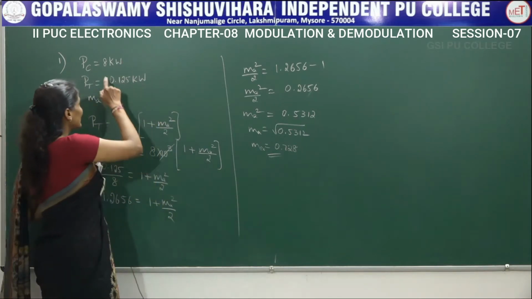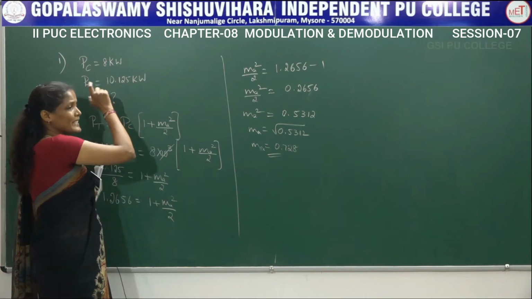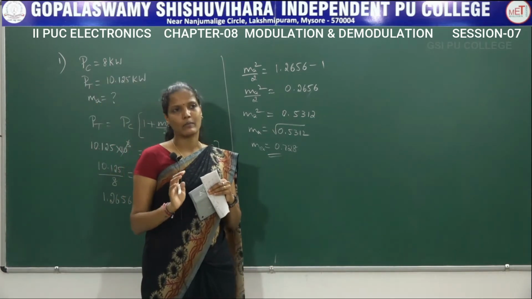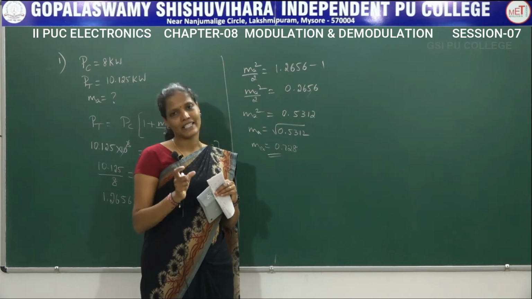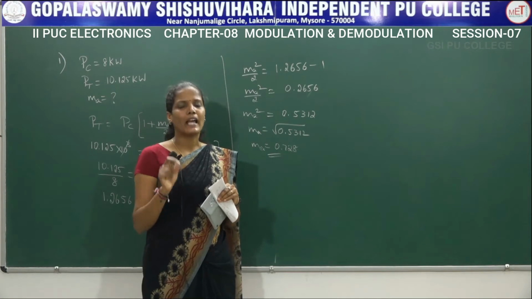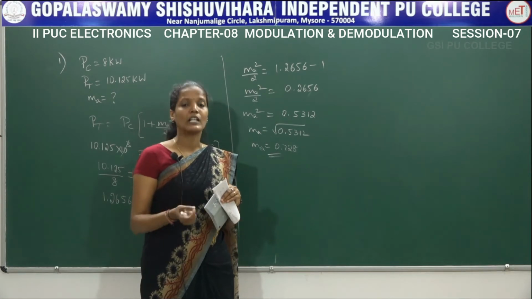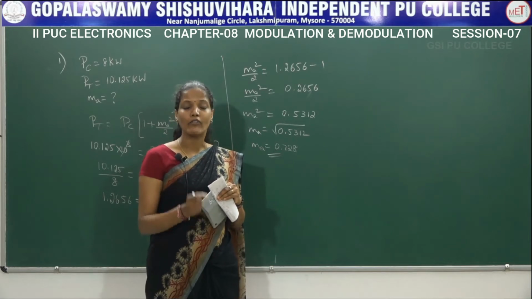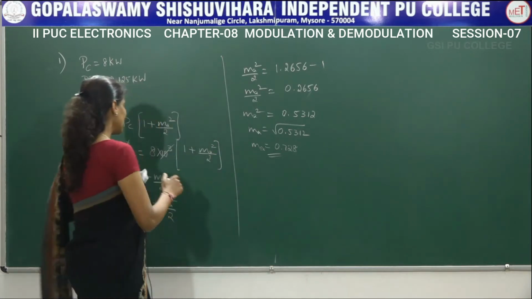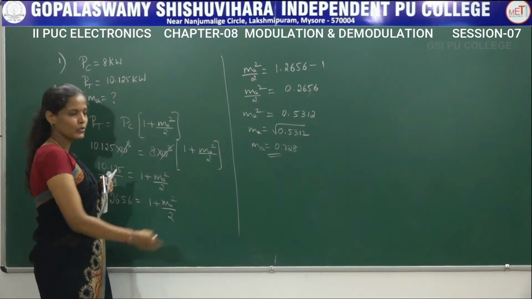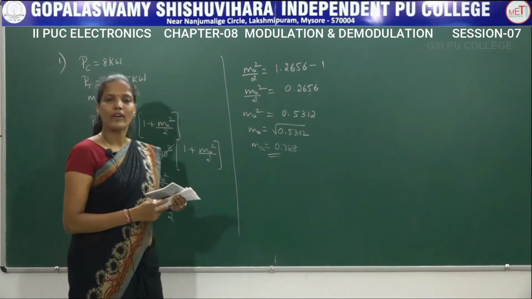Here you have to clearly understand which is PC and which is PT. So before the modulation process, or the unmodulated carrier power, that value is equal to PC, and after the modulation process, or the power of a modulated signal, it is nothing but the value of PT. So you can easily use this formula, PT equals PC of 1 plus MA square by 2, and then find out the value of MA.